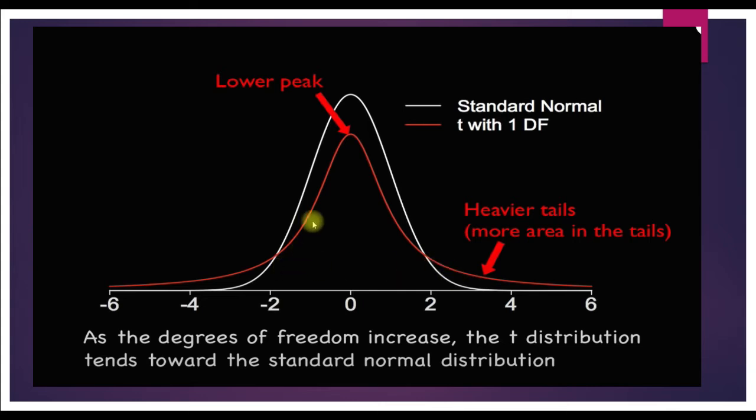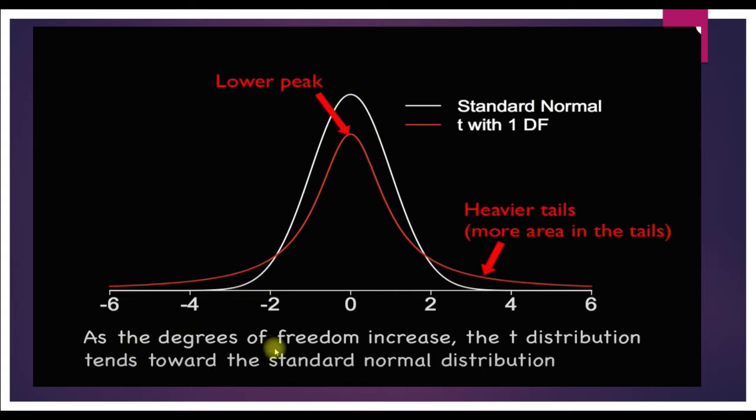Kung mapapansin nyo, yung t-distribution natin ay mas mababa kaysa dun sa normal distribution. Pero mas malapad yung tails niya, yung dulo niya. Kumpara dun sa normal distribution, na flat na yung tails niya, dito naman sa t-distribution, medyo malawak pa rin. Yung tails niya is more heavier. Yung peak or the highest point niya kumpara dun sa normal distribution ay medyo mababa.